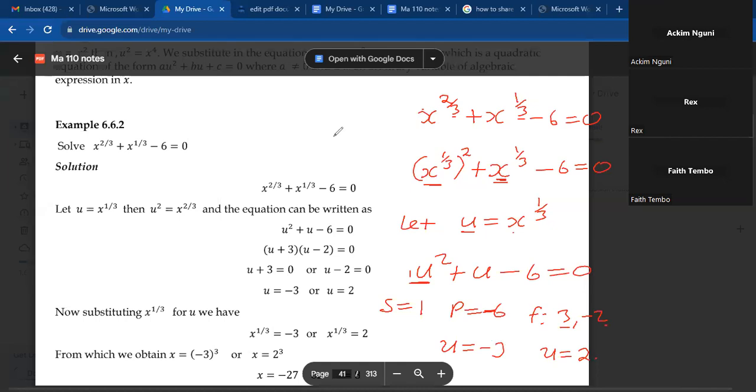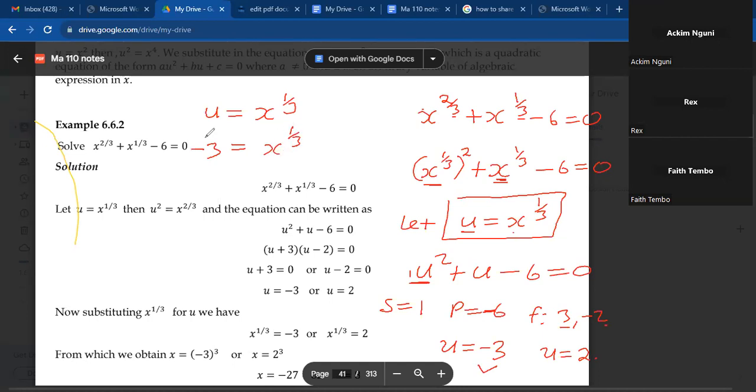But we are not interested in the value of u. It means this solution is still incomplete. What we want is the value of x. So we get back to the stage where we let u be equal to x to the power 1 over 3, and you substitute. You begin with when u is negative 3, so you replace u with negative 3. So you have negative 3 is equal to x to the power 1 over 3.